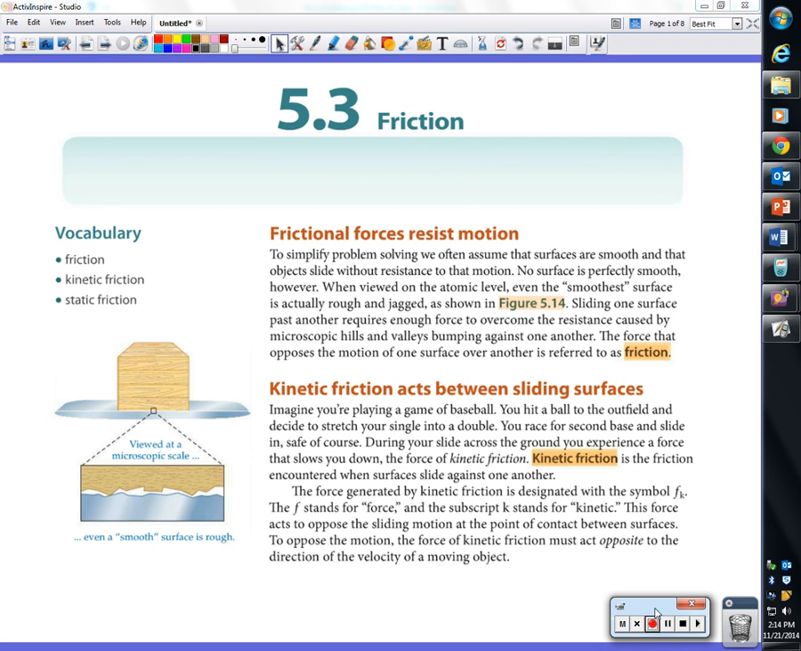So, yesterday, we started on section 5.3 dealing with friction. And yesterday we talked about kinetic friction. The friction acts against a moving object. And, like it says here, kinetic friction acts between sliding surfaces. And we talked about then that the nature of friction is that frictional forces resist motion.